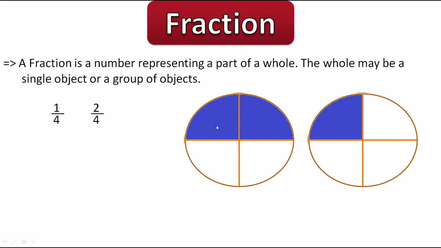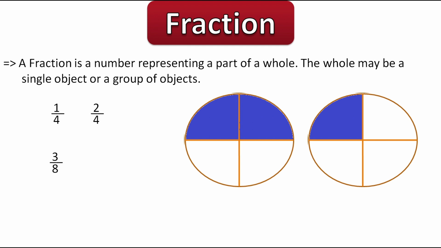So 3, and then below that I have to draw a line. Then I have to write 8 below that. Why? Because there are now altogether 8 parts. See here, 4 parts of this circle and 4 parts of this circle. So totally we have 8 parts. So I wrote 8 below the line.